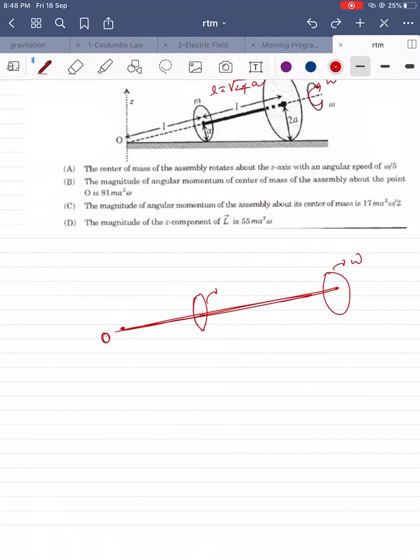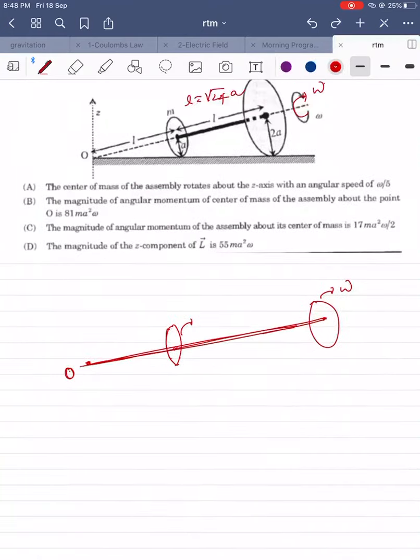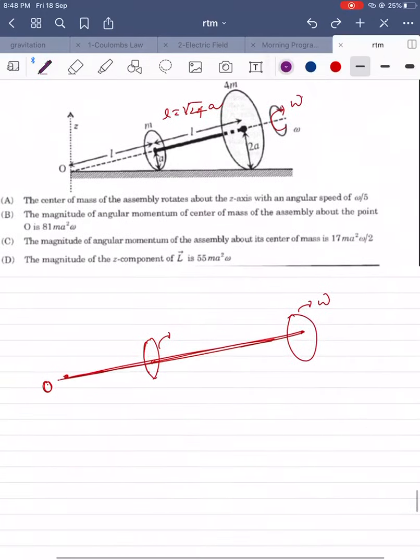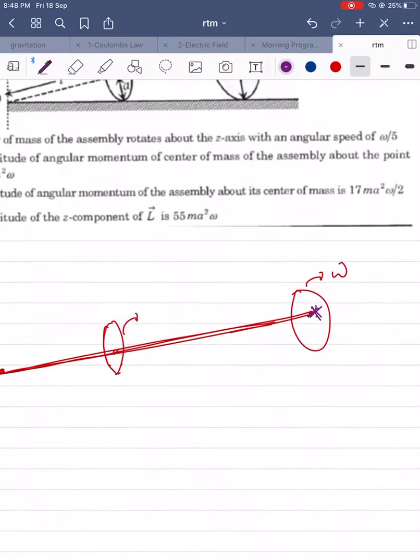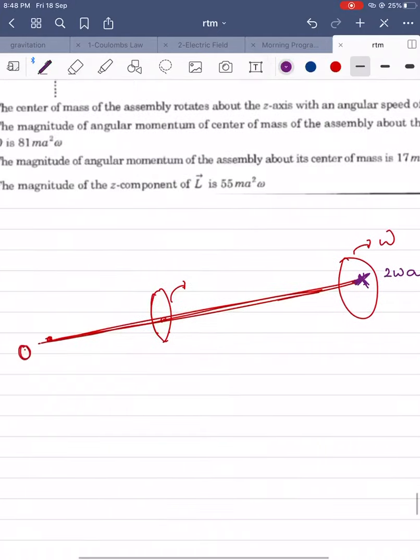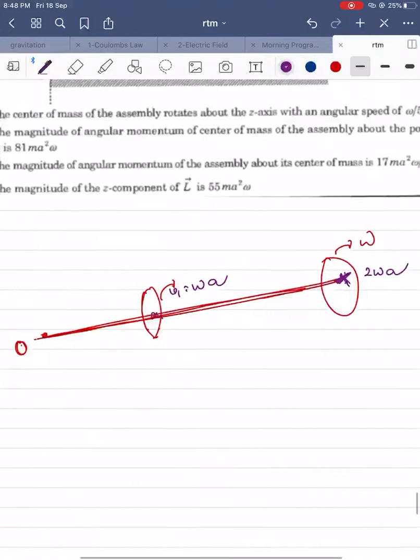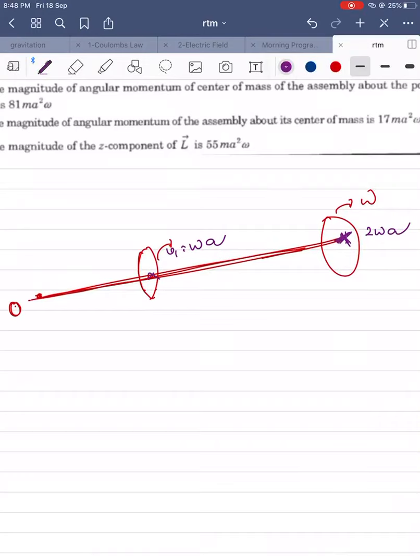Two objects are moving on circular paths, and they have the same angular velocity. Because it is in rolling motion, the velocity of the center of mass moving on the plane is equal to omega a, and for the other one, v1 is equal to omega into a. Okay, two velocities we got. Now the angular velocity would be the same, so let's see how much the angular velocity is for this one.